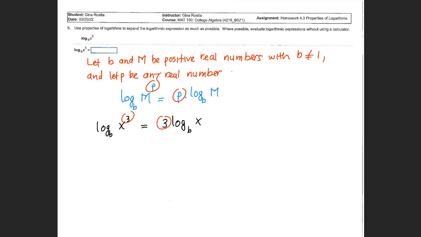Now go to number 6. Use properties of logarithms to expand each logarithmic expression as much as possible. Evaluate logarithmic expression without using a calculator if possible. Now for this one, use the power rule again. So I just write down again the power rule: logarithm of m to the p with base b equals p times logarithm of m with base b.